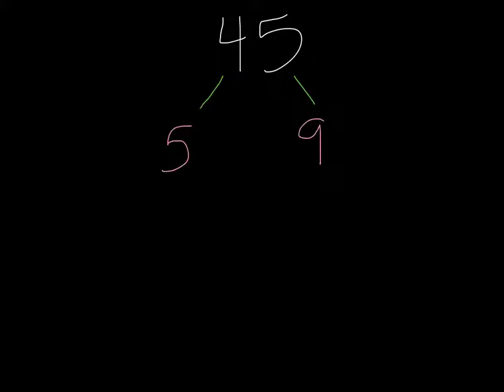Now I have to look at these two numbers. Are 5 or 9 prime numbers? 5 is, so I'm going to circle 5 and I can stop with that branch. But 9 is not, because 9 is divisible by 3. And 9 divided by 3 is 3.